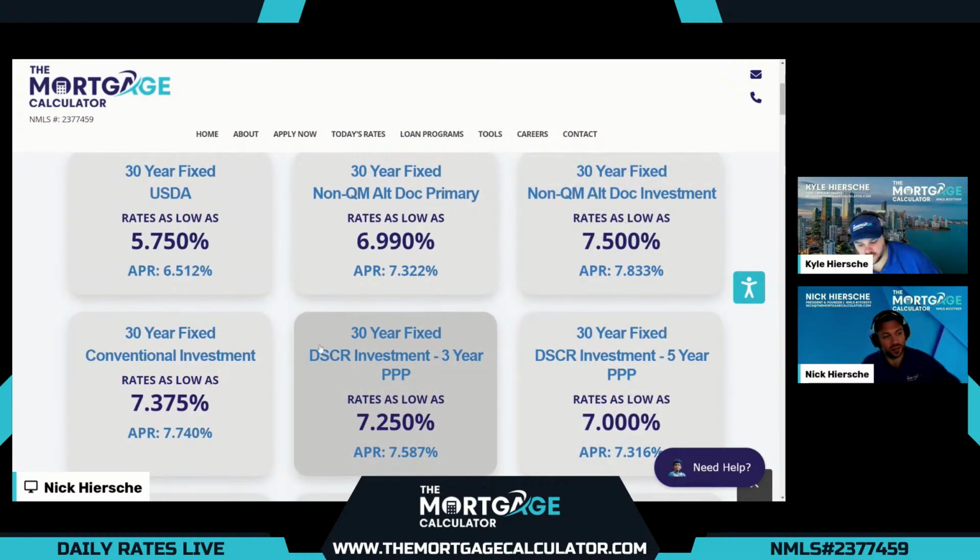So first up is our conventional option. So remember, agency and government. Government does not work, so no FHA, no VA, no USDA, but our conventional agency option does work. 30-year fixed conventional option, 7.375 rate, final APR 7.740, so just a touch better than non-QM today.